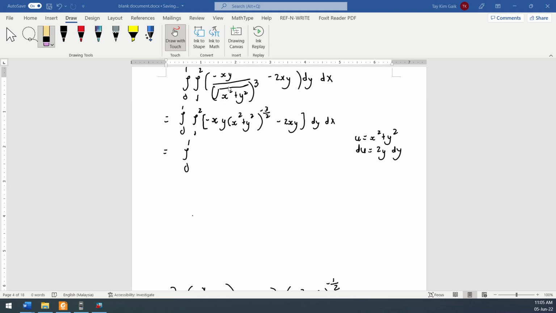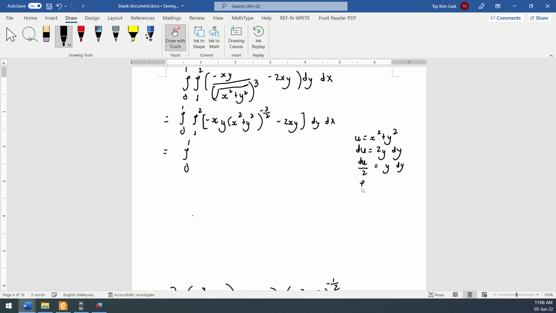To integrate the first term, negative xy over (x squared plus y squared) to the power 3, I bring up the power and it becomes (x squared plus y squared) to the power negative 3 over 2, minus 2xy dy. When integrating with respect to y, negative x is constant here. If integrating manually, you may use a substitution technique. Let u equal x squared plus y squared. So du is 2y dy. So the term y dy you can replace by du over 2.